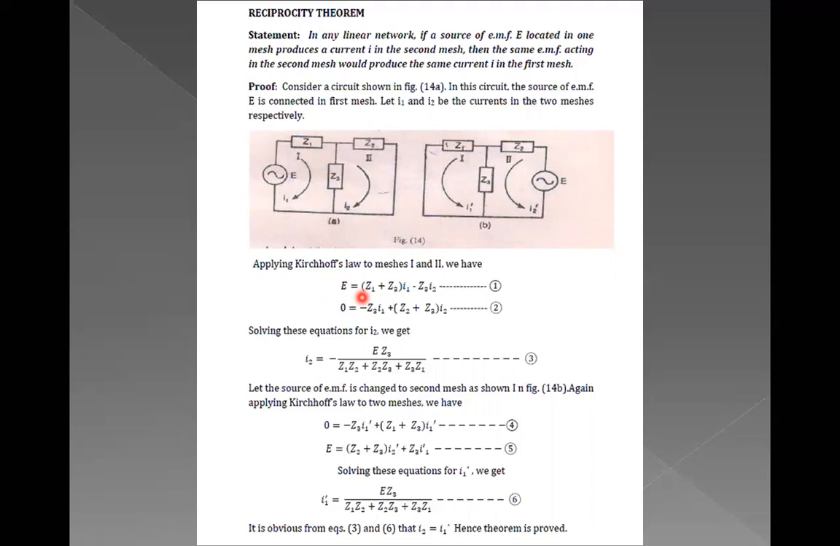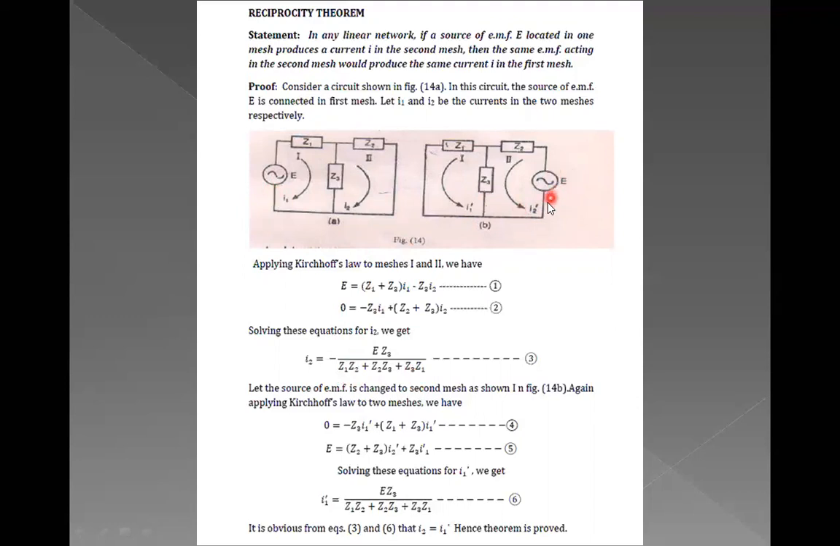Solving these two equations, we will get I2, because we are bothered to find the value of I2, not I1. Here also, we will find I1 dash, and we will equate this equation and that equation, and see whether they are equal to each other. Solving these two equations, I2 we get as minus E Z2 divided by Z1 Z2 plus Z2 Z3 plus Z3 Z1. Now let the source of EMF be changed to the second mesh as shown in figure B. Now the same EMF we have connected here into the second mesh.